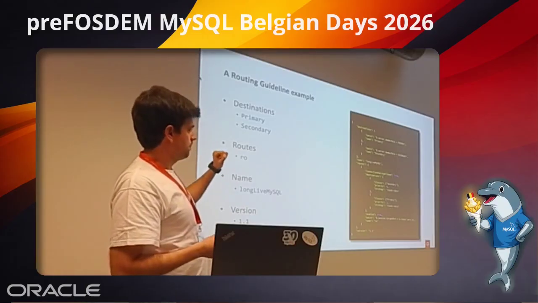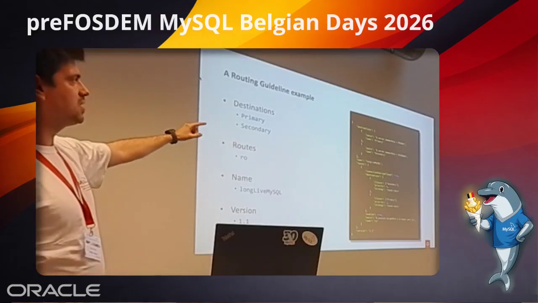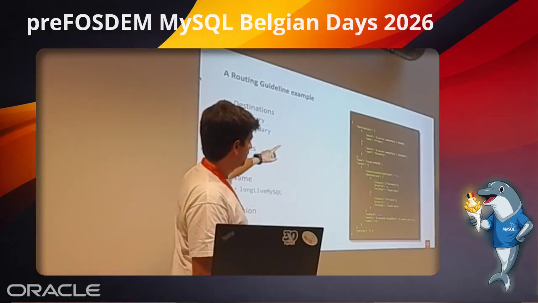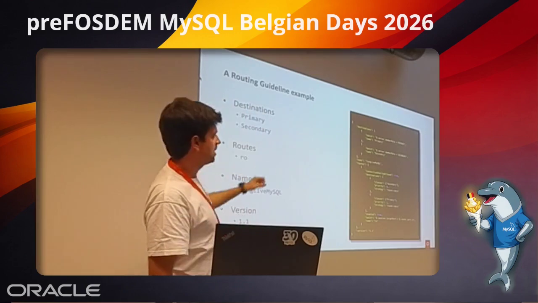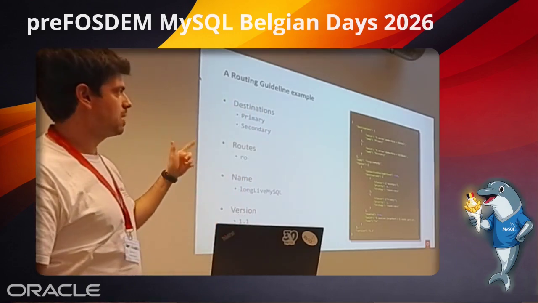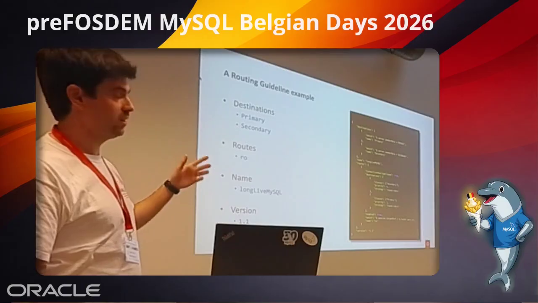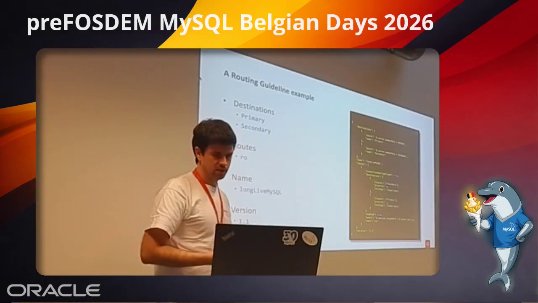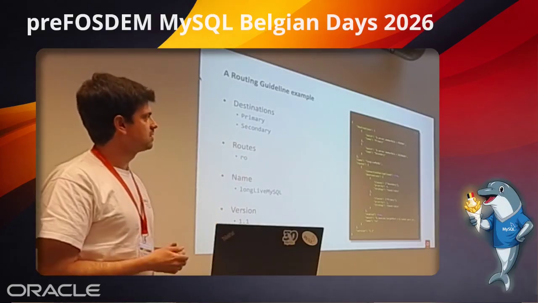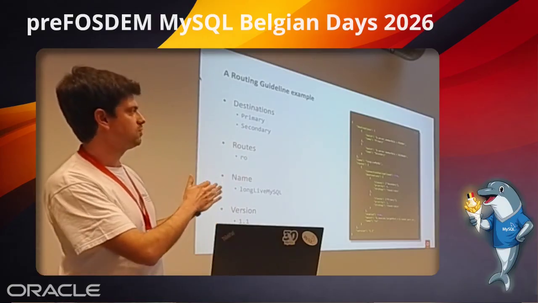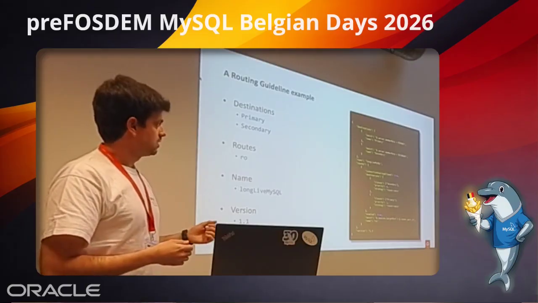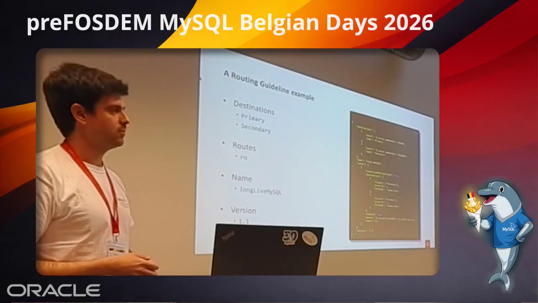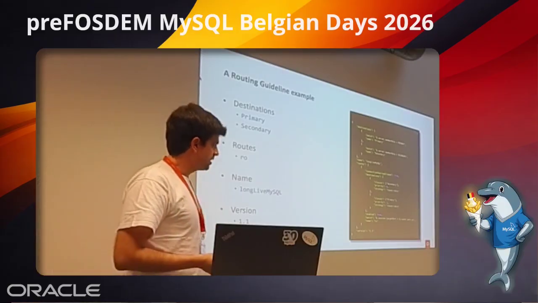So back to the JSON, the destinations array is defining two destinations. One is called primary, and the match is the role itself. I'm using a server member role here, and if it is primary, I will group all the servers that are primaries in that destination group. And the other one is for secondaries, same rule, but using member role secondary. So in a classic InnoDB cluster of 3 members, I will have 2 secondaries and 1 primary.